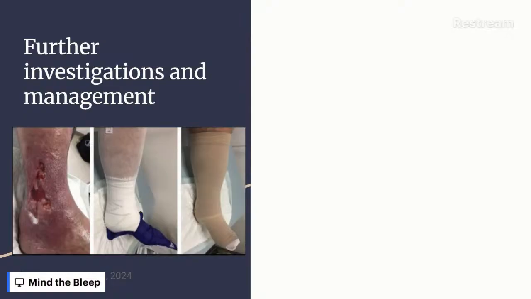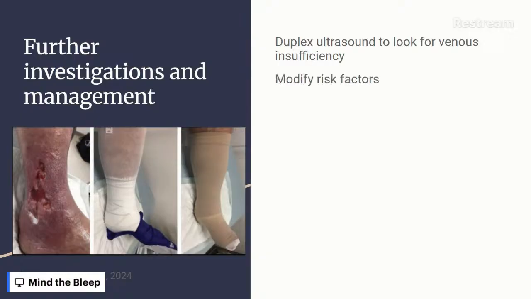In terms of further investigations and management, it's important obviously to perform a duplex ultrasound to look for venous insufficiency. And of course, again, any risk factors, and they're going to be similar to what Hannah's mentioned already. So if they're overweight, then we would encourage them to try as best as they can to lose some of that weight. We give them some dietary advice. And of course, if there are any varicose veins, then we'd look to treat those in the various means possible.